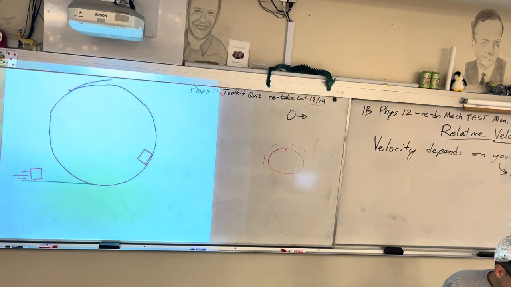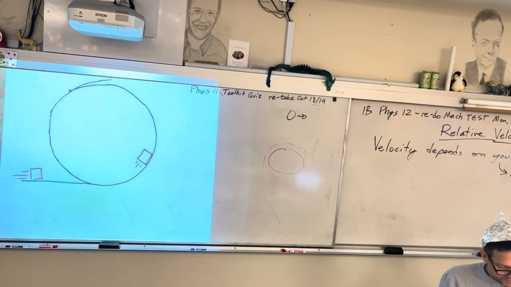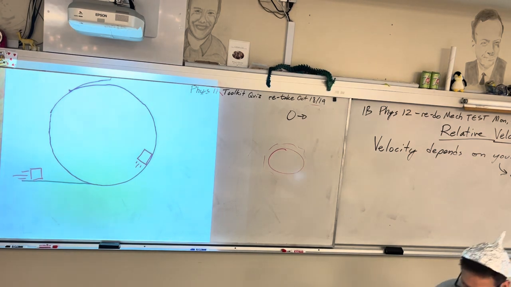Take a guess, maybe do it in pencil. Draw the free body diagram for that block as it's moving. It's still moving upwards. Do we have friction? Let's say no. And you're just pushing it once, right? You literally just go, and it goes.